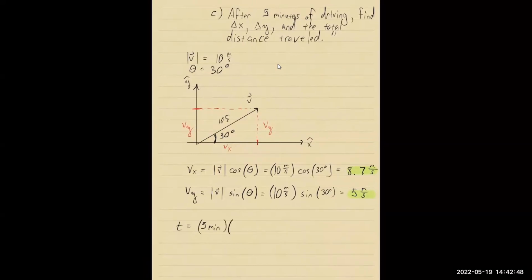But we know that there are 60 seconds in 1 minute. Do a little bit of quick unit conversion here. So the units of minutes up top get canceled by the units of minutes on the bottom, and then we're left with an answer in units of seconds, which is what we want. So we have 5 times 60. This gives us a time of 300 seconds.